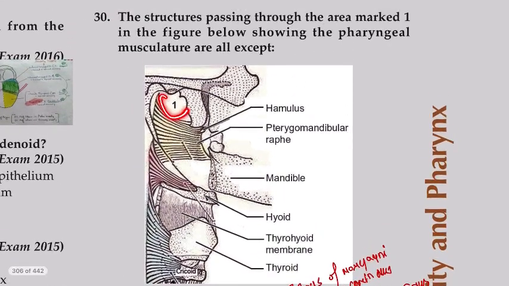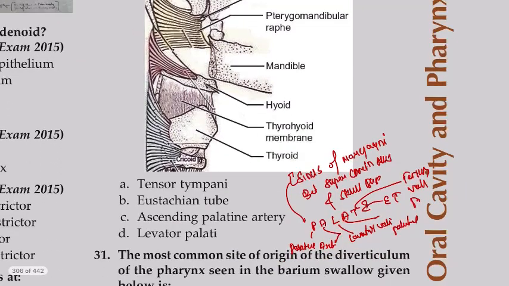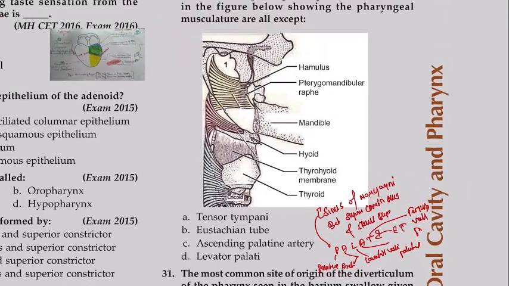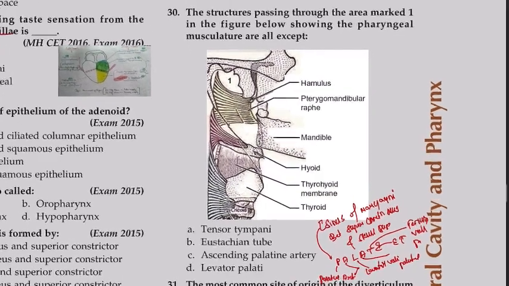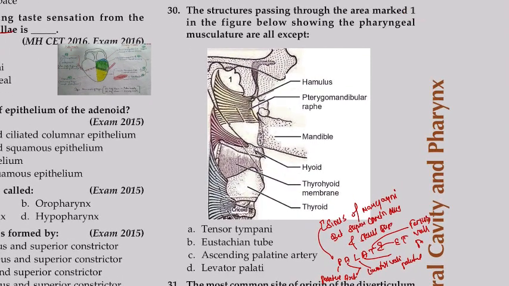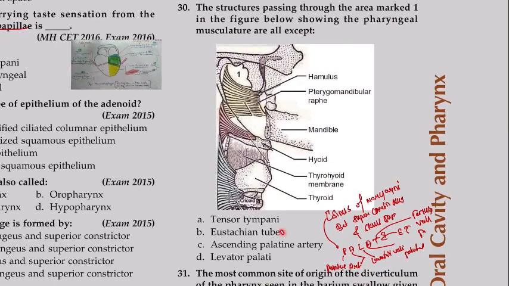Here, the figure shows the pharyngeal musculature, and the question is: all of the following pass through the area marked 1 except. Tensor tympani is the right answer, right. The Eustachian tube, it is also passing through. Ascending palatine artery, it is also passing through. Levator palatini also, but tensor tympani is not.